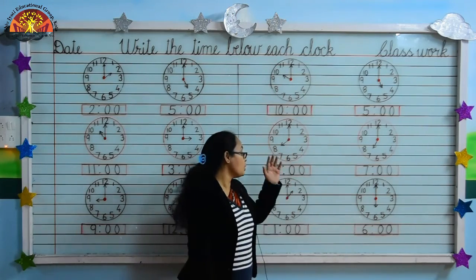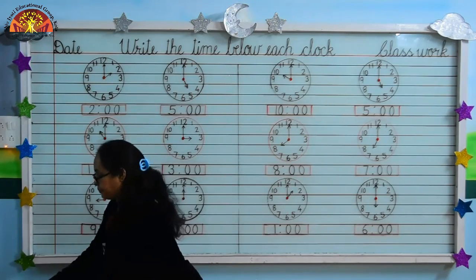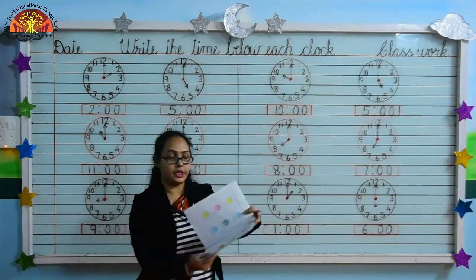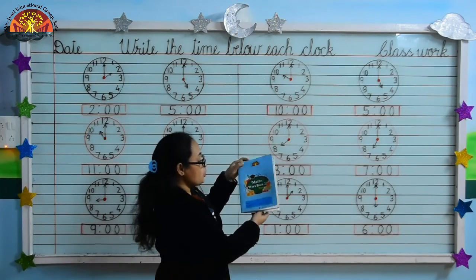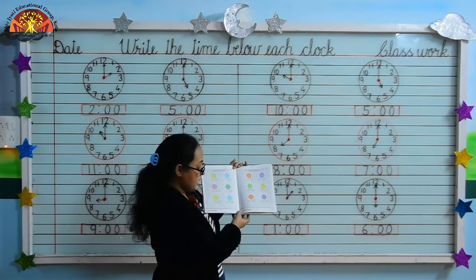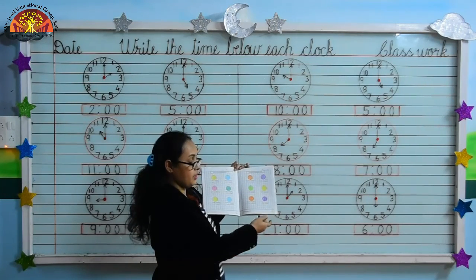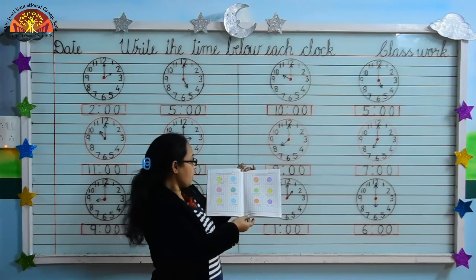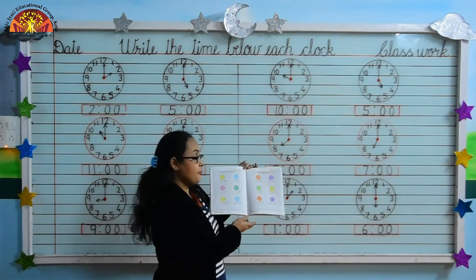So kids, do this work in your Maths Workbook 2, page numbers 70 and 71. Kids, color these pictures beautifully.